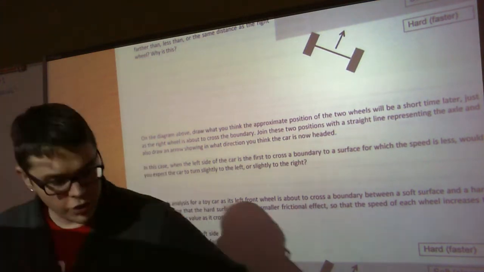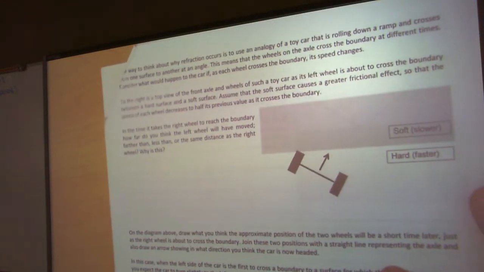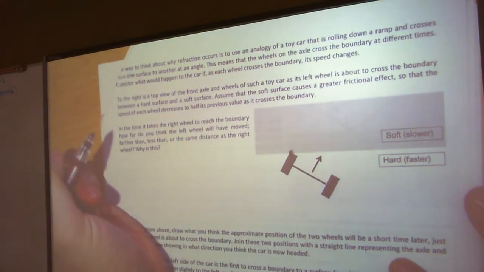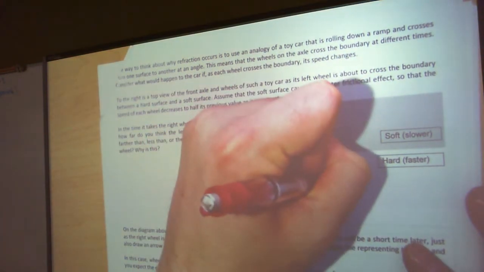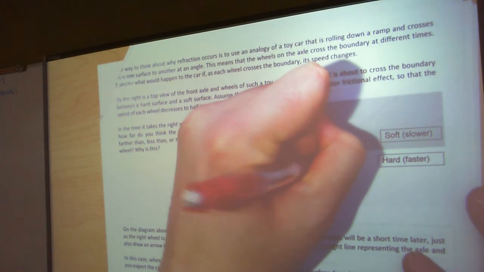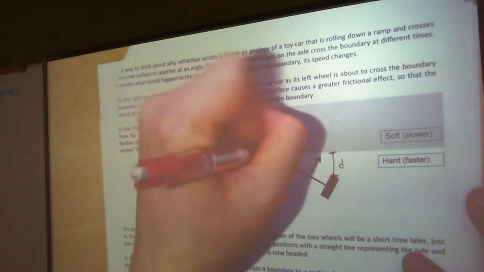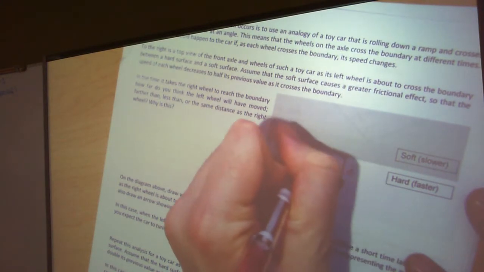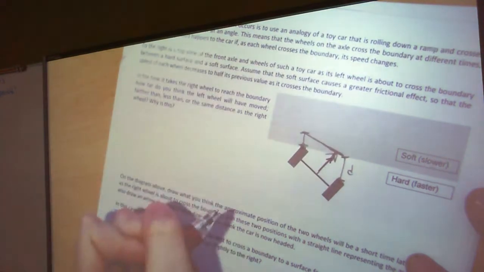All right, so looking at this situation with the cars here, this first car, when this wheel reaches the interface, is it going to start traveling faster or slower? Slower. So in the time that it takes this wheel to travel this distance, is it going to be a greater or a smaller distance that the other wheel travels? Smaller. So now the axle of the car is going to be like this. So it's going to go from heading in this direction to heading in this direction.